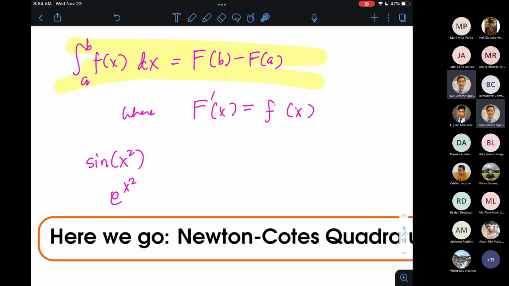Kapag discrete yung data points. Halimbawa, gusto mong kunin yung area ng crater ng Taal volcano. All right? So yun yung pinagawa sa yung SP. Calculate or estimate the area of the crater ng, di pala Mayon volcano, maliit pala yun. So Taal volcano na lang para mas pronounced yung crater.